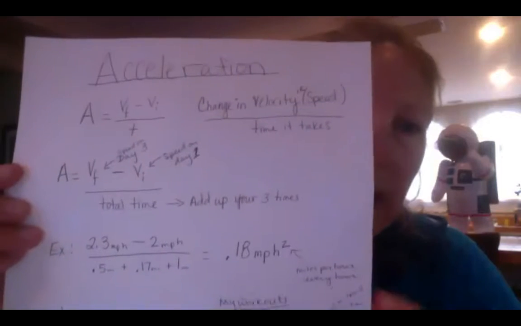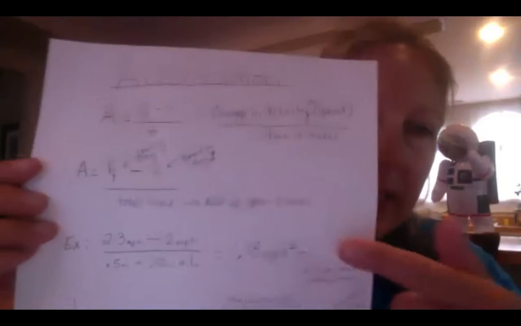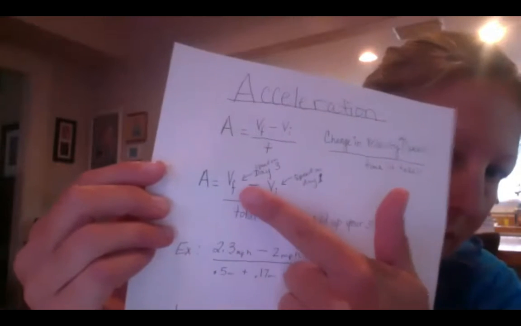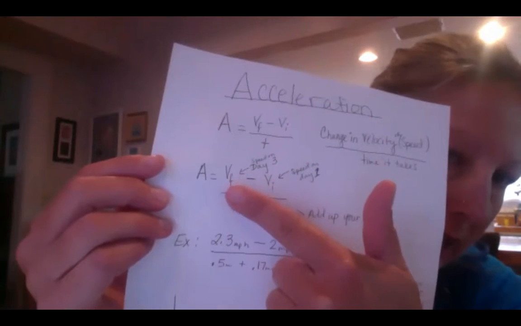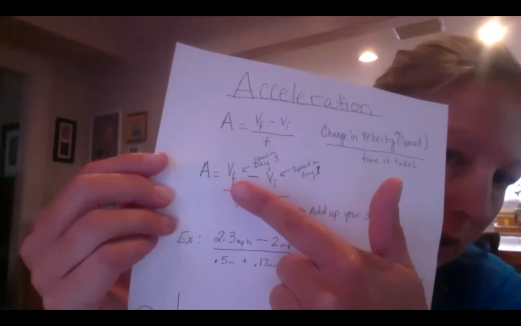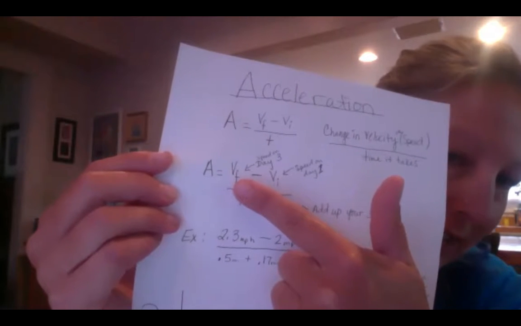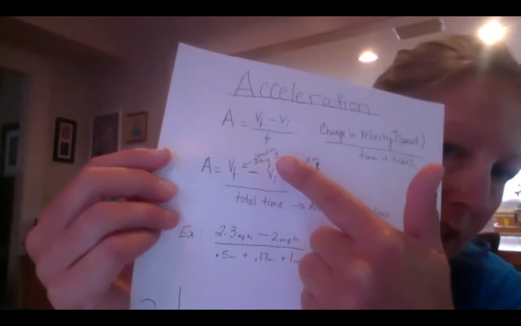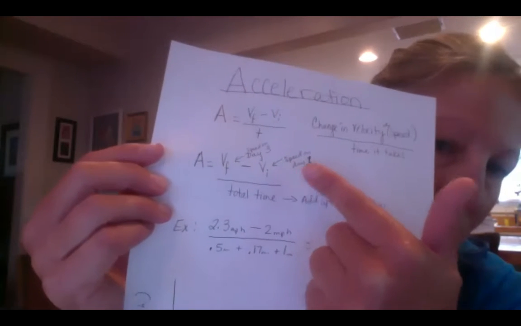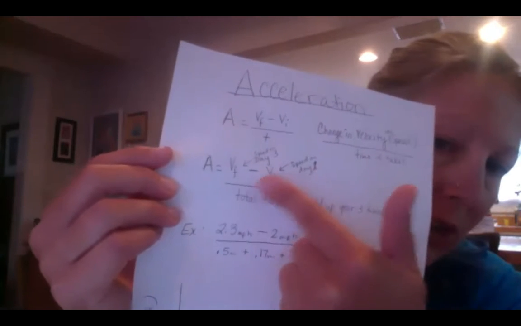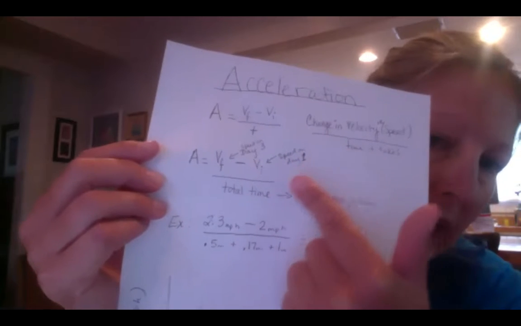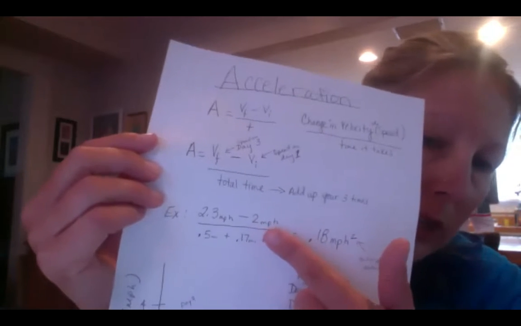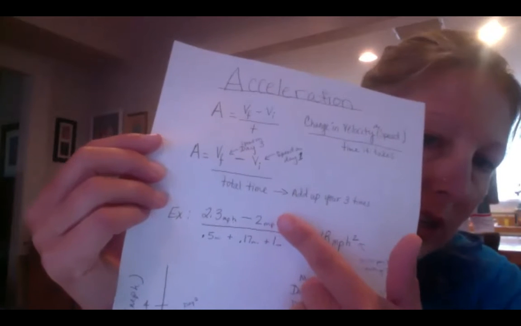Okay, so what you're doing here is you have your speed. So your VF is going to be your speed for day 3. For me, my day 3 speed was 2.3 miles per hour. And then you're going to subtract your day 1 speed, because you're comparing. This is the difference in speed, or the change in speed from day 3 to day 1. And my day 1 speed was 2 miles per hour. So I subtracted those two.